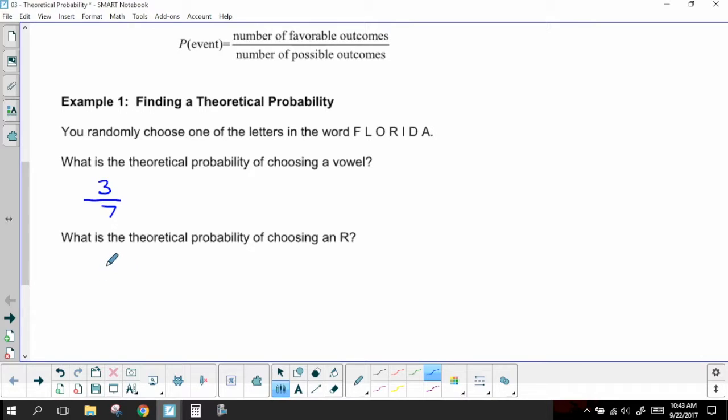If we look at the theoretical probability of choosing an R, the favorable outcome is choosing an R. There's only one R. There are still 7 letters, so the theoretical probability is 1/7.